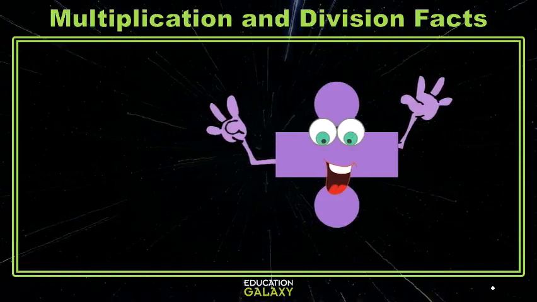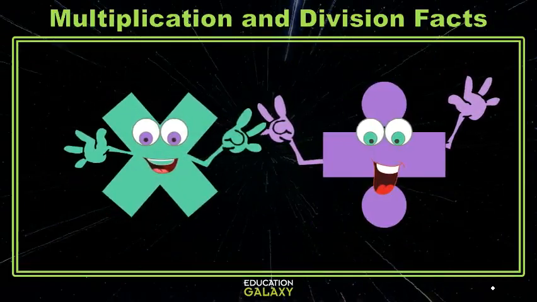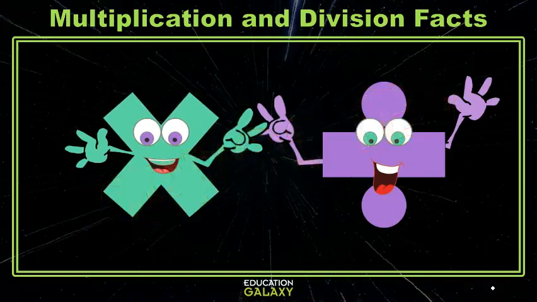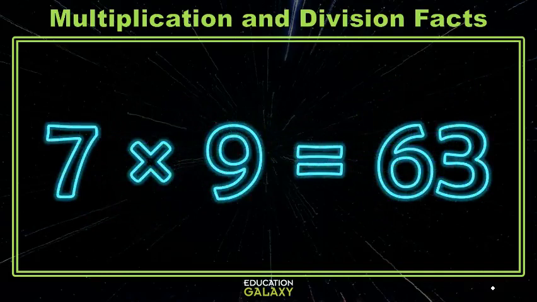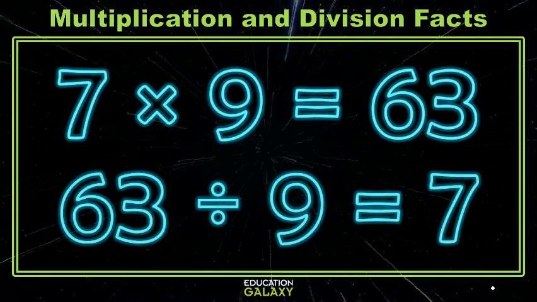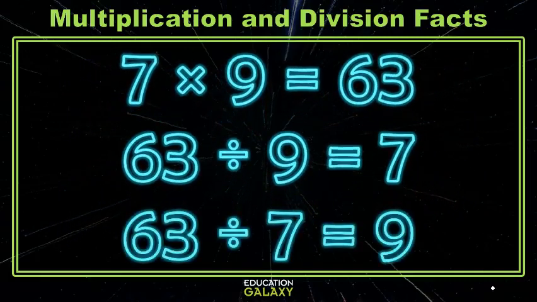Division and multiplication are friends, and that's good for us because they are opposite friends. That means that if I know one, I know the other. So for instance, let's say I know 7 times 9 is 63. Then I also know that 63 divided by 9 is 7, and I also know that 63 divided by 7 is 9. So look how much you know.